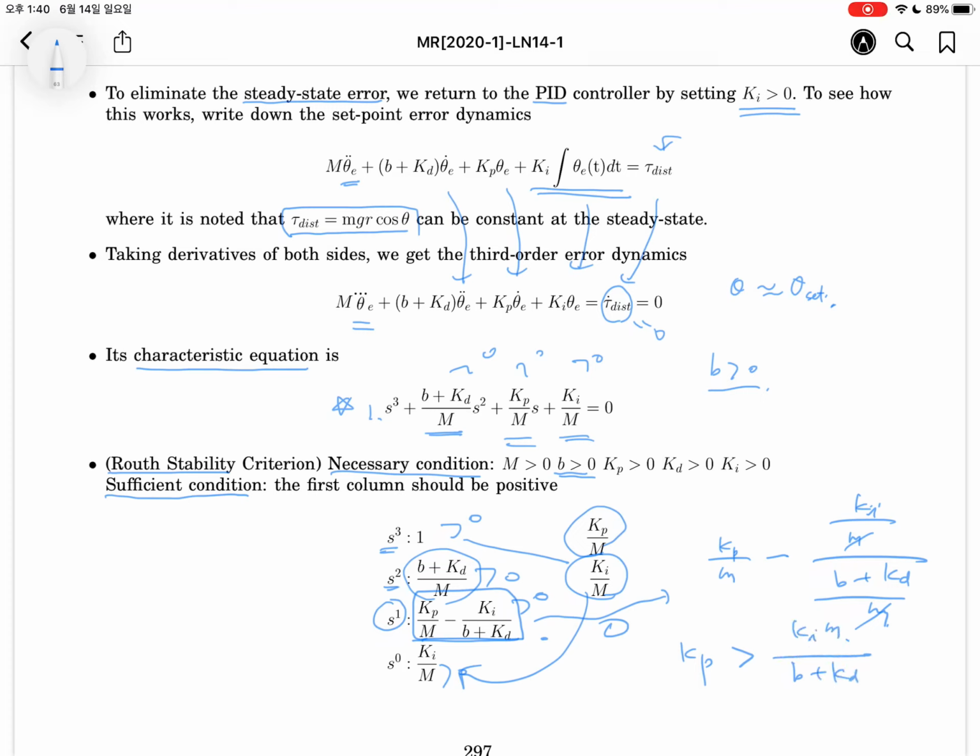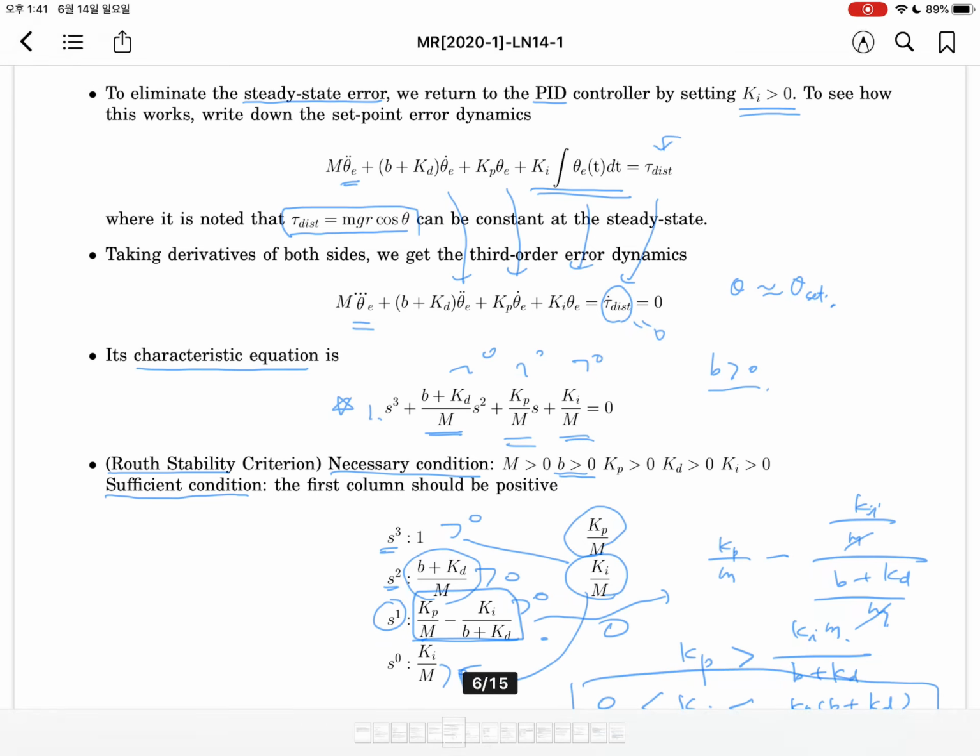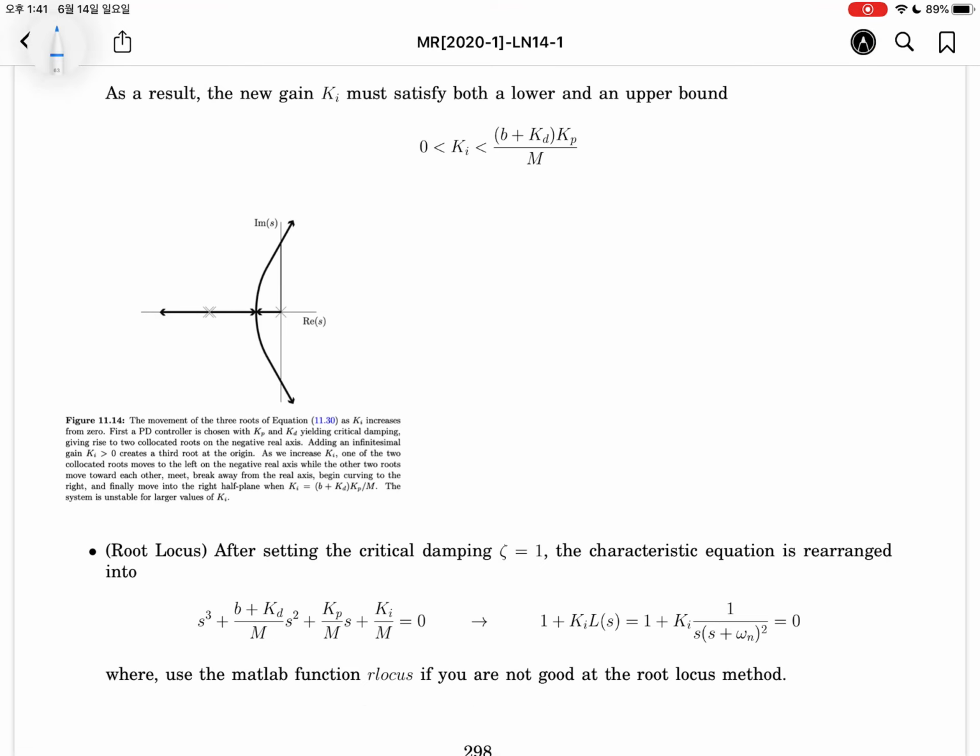If we want to rewrite this equation in terms of Ki, then Ki is smaller than Kp (b plus Kd) over m. As mentioned before, Ki is positive, so we have this constraint. This is the result to guarantee the stability of the PID control. So the Ki gain cannot go to infinity because we have to guarantee the stability.